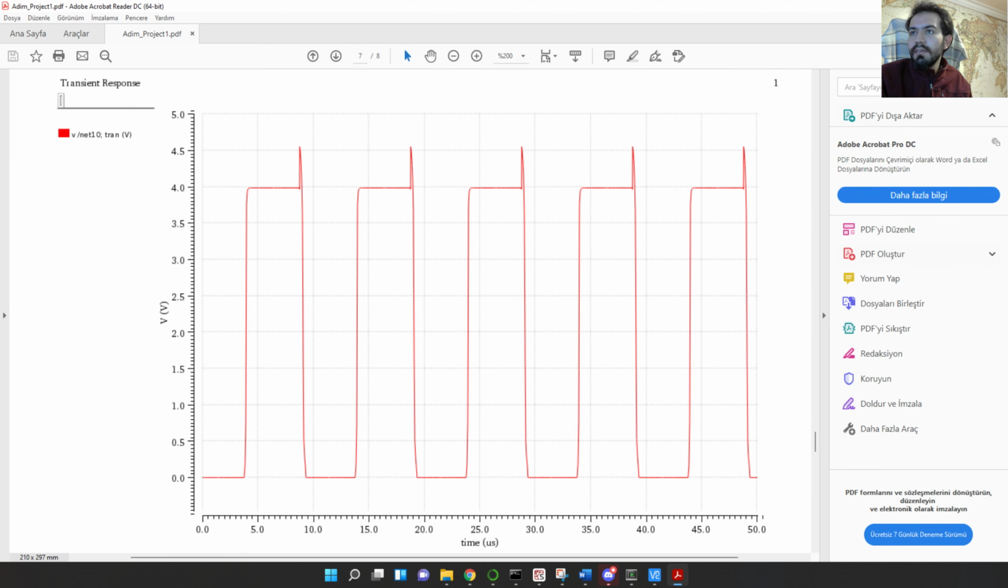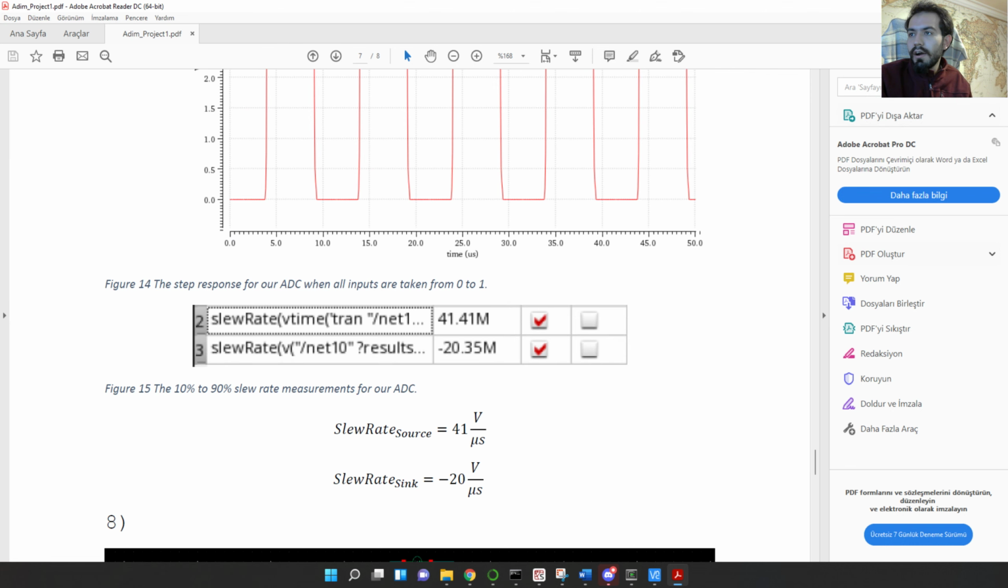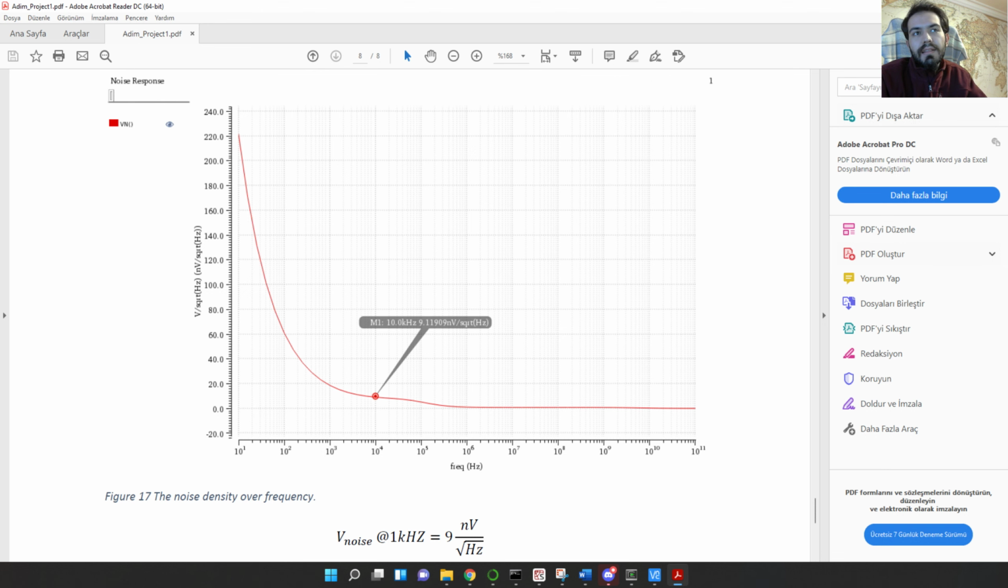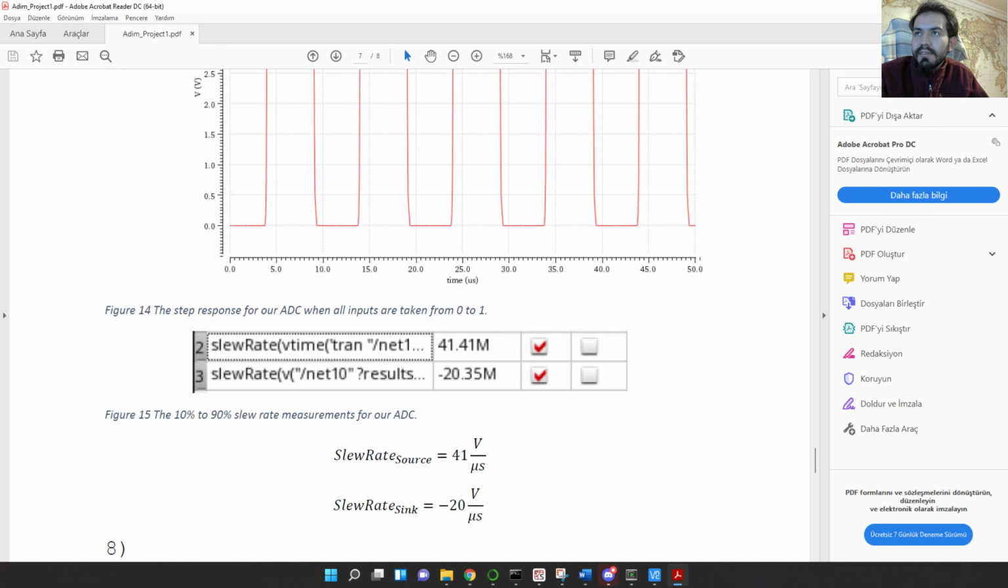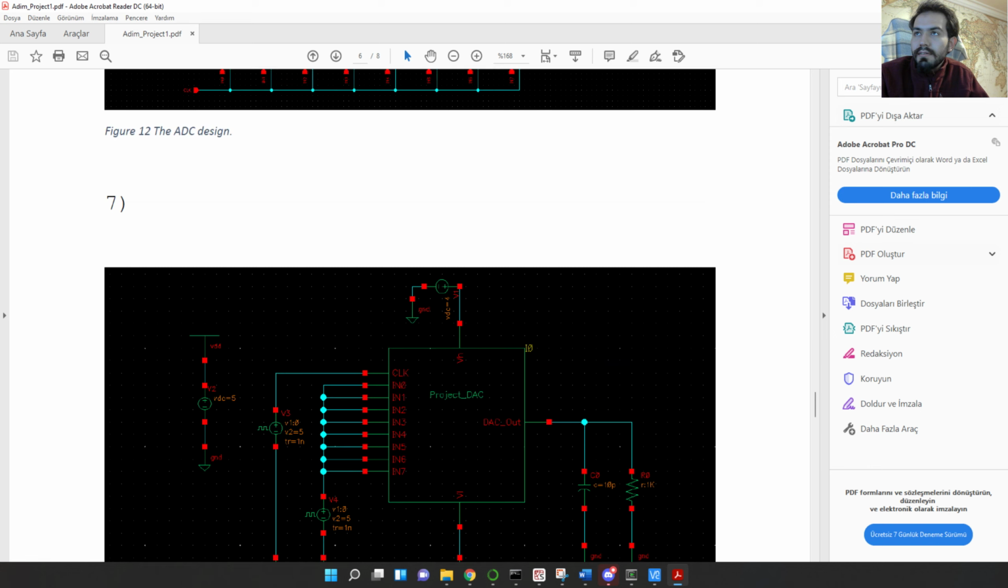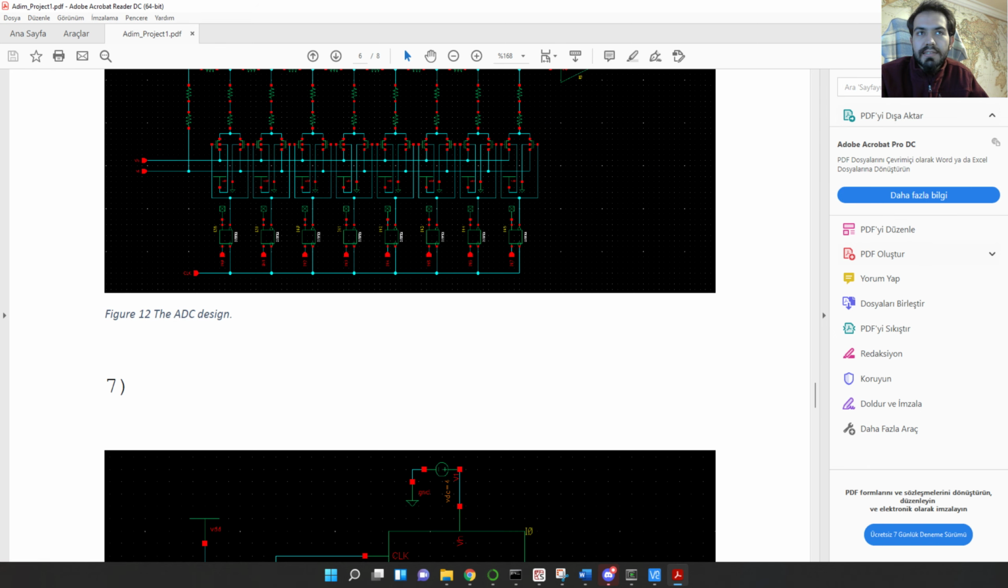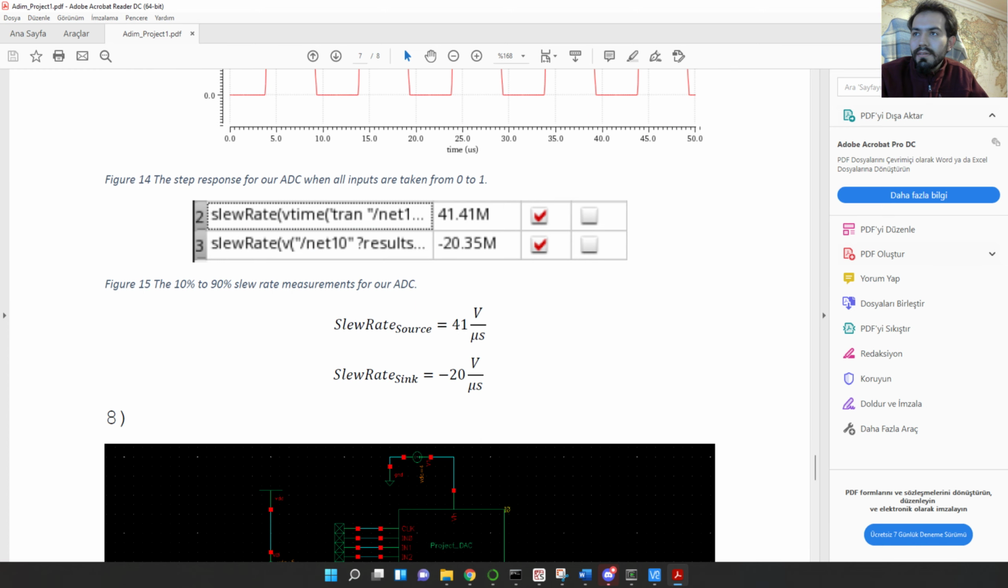So let me continue through our op-amp analysis. And actually we also did noise analysis. Well, this is no longer op-amp analysis, but the basic DAC analysis. As you can see, we have constructed the DAC here, and I will talk about the specific design considerations of the DAC very shortly.